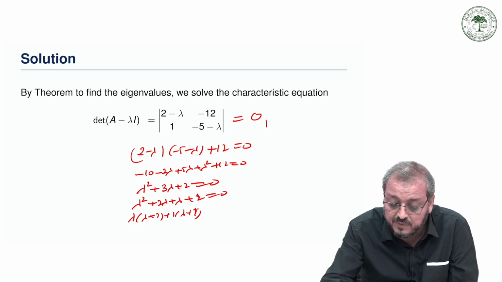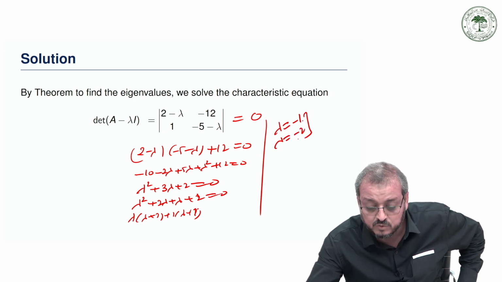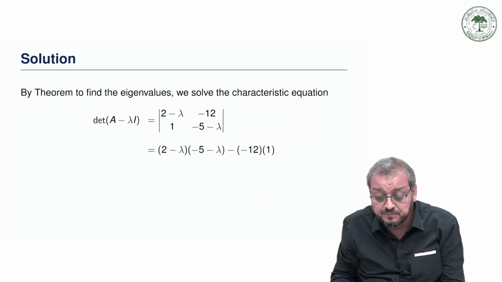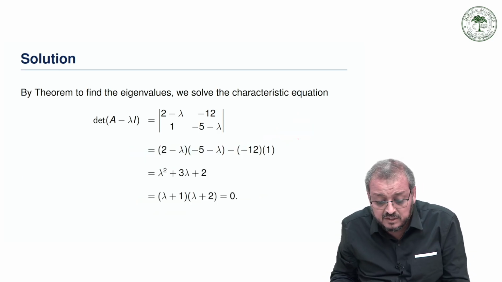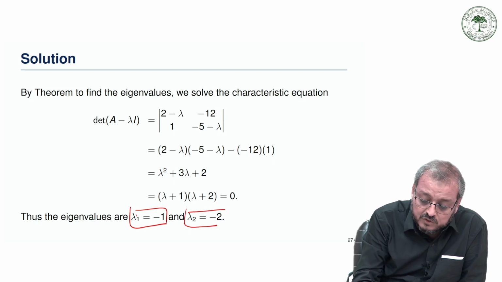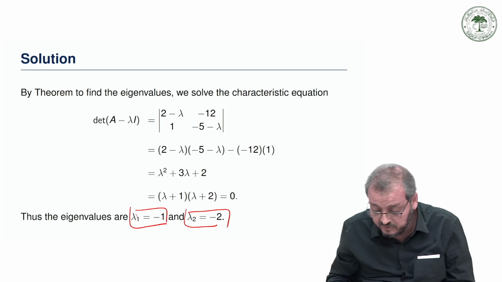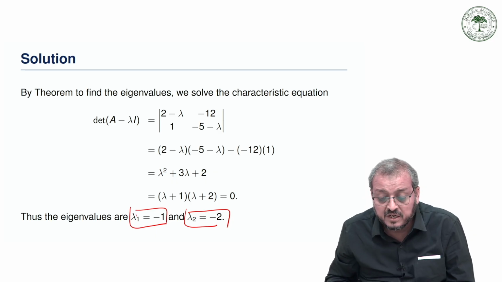So we can simplify this. We can say that lambda is equal to minus 1 and lambda is equal to minus 2 are the two roots of this characteristic equation of the given system.